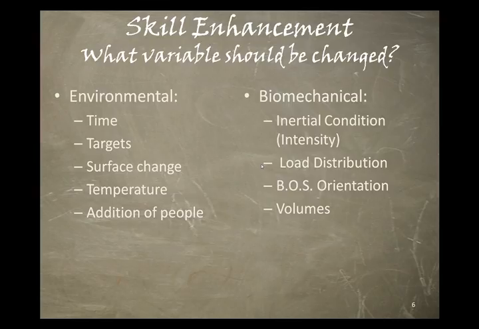Biomechanically, the intensity, the loading distribution. Okay, this is great. You can deadlift 225 pounds for 10 repetitions for 2 sets. Excellent. Can you deadlift 225 pounds with 20 to 30 pounds offset to one side for the same amount of repetitions? Probably not. Okay, so that's one way of doing it. Base of support orientation. An easy example of this is your standard squat versus a split squat, as well as volumes of training.